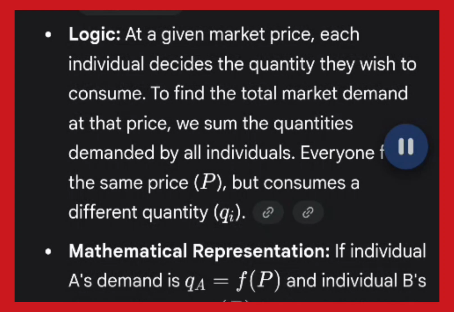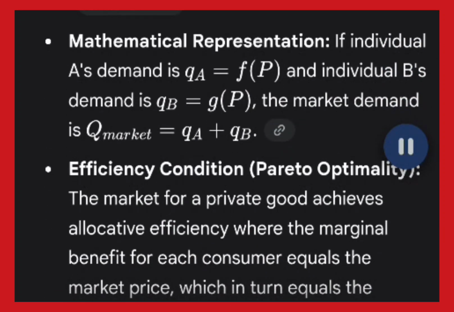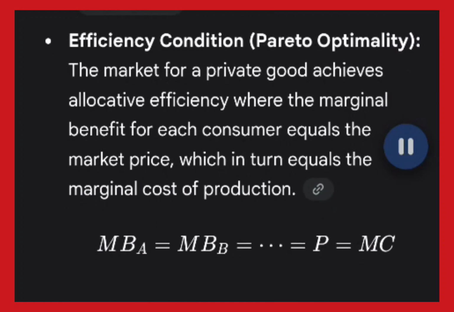Mathematical representation: if individual A's demand is Q_A equals f(P), and individual B's demand is Q_B equals g(P), the market demand is Q_market equals Q_A plus Q_B. Efficiency condition, Pareto optimality: the market for a private good achieves allocative efficiency where the marginal benefit for each consumer equals the market price, which in turn equals the marginal cost of production.